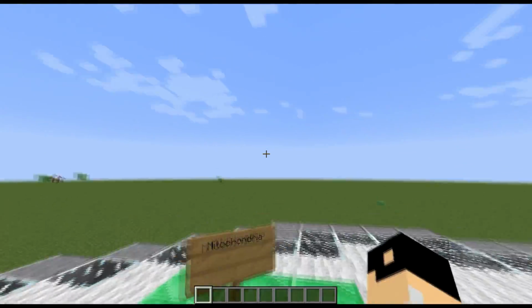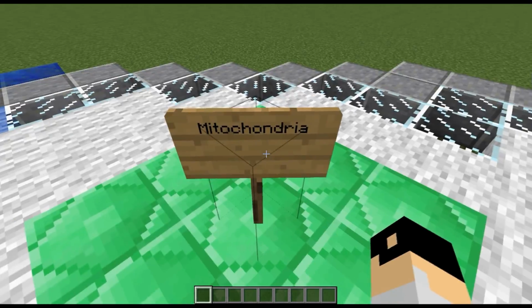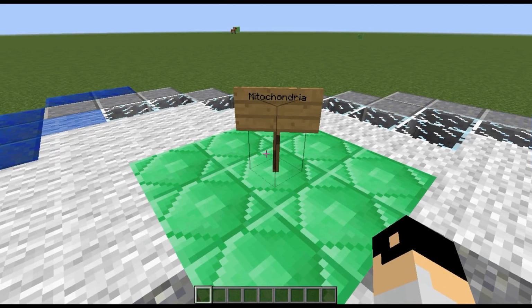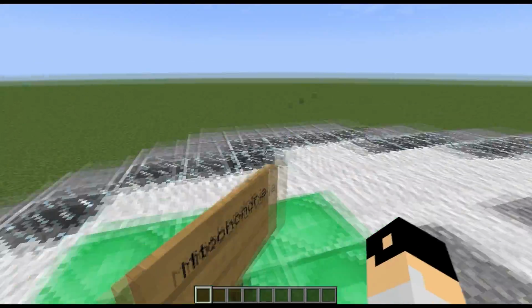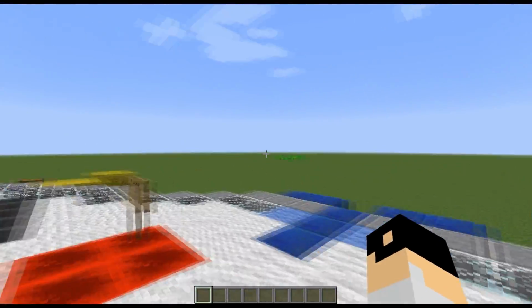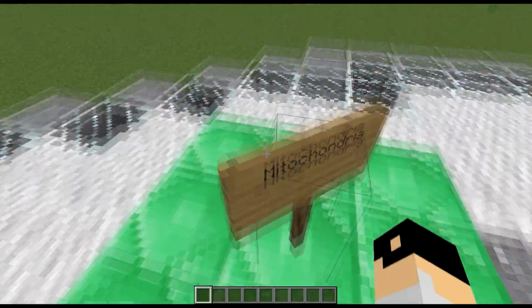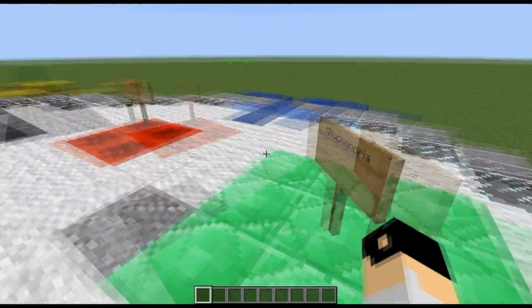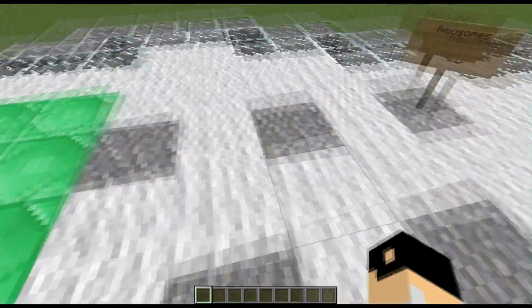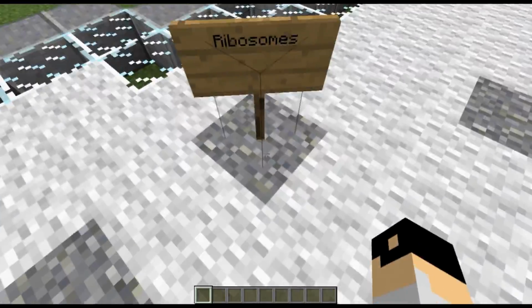And now that we're talking about sugars, let's talk about the mitochondria. Mitochondria takes sugars and breaks them down into ATP energy. And that energy is used to power the entire cell. Once again, the entire cell. Nice. All right, so right here, let's move on to these little things.